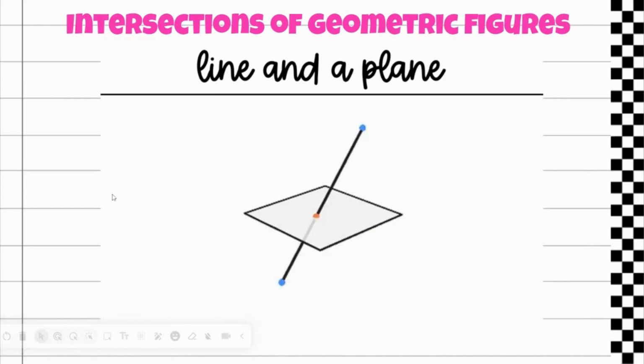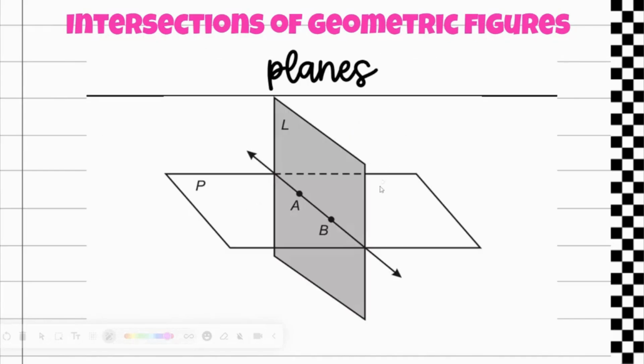A line in a plane, this is like if you had a Post-it and you put a toothpick through it. They are going to meet exactly where that toothpick goes through the Post-it at a point. And lastly, you have two planes intersecting. These two planes intersecting are going to meet all along this line right here. And so two planes intersect at a line.